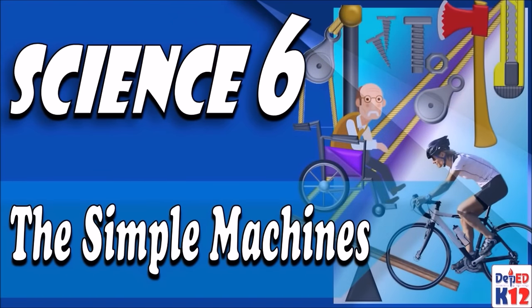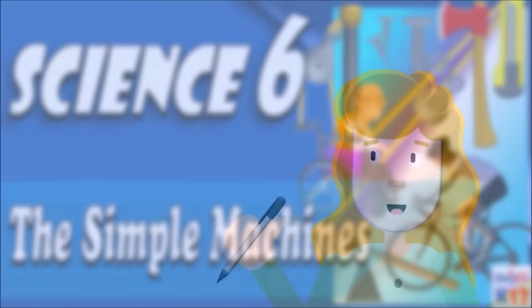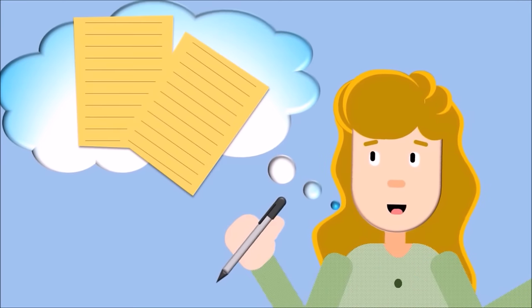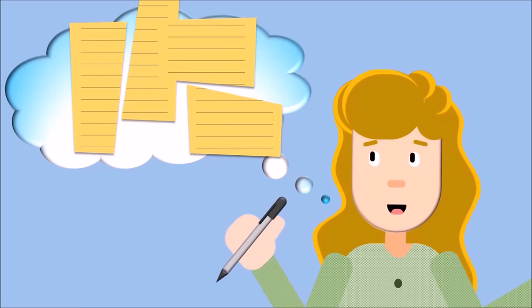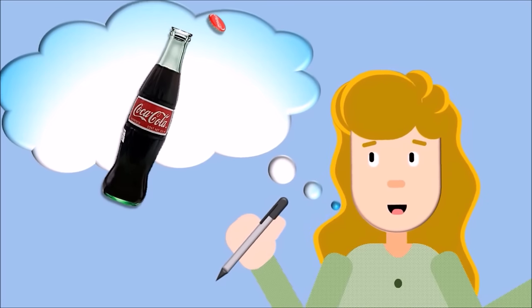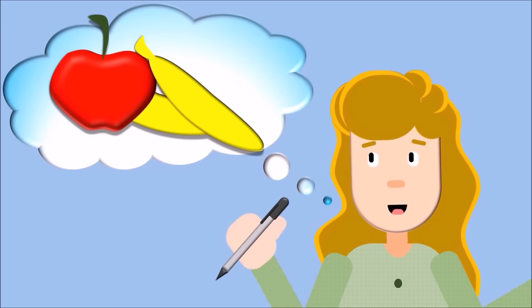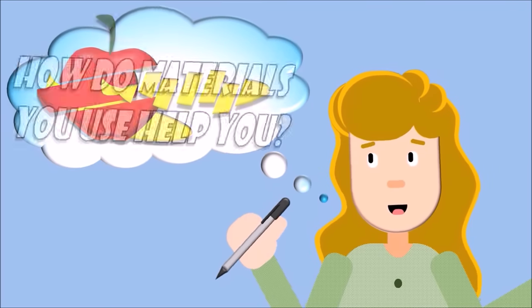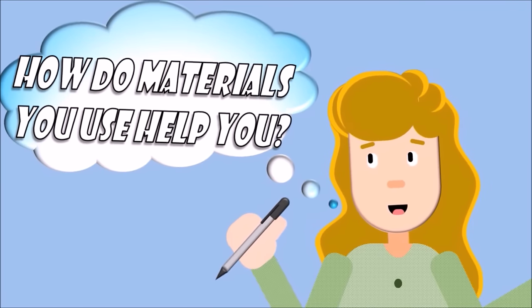The simple machines. What do you use when you want to cut a paper, open a bottle, or slice a piece of fruit? How do different materials you use help you?